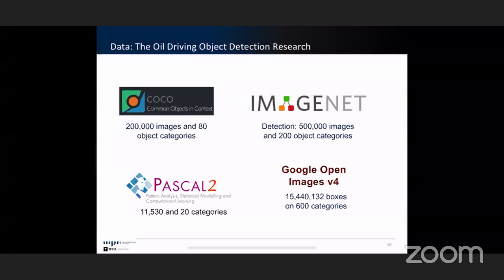Then the ImageNet data set also has a subset of its images labeled with boxes and categories. So 200 of these 1,000 categories have been labeled in 500,000 images of those million images. And Google Open Images is a giant data set of more than 15 million images on 600 categories.